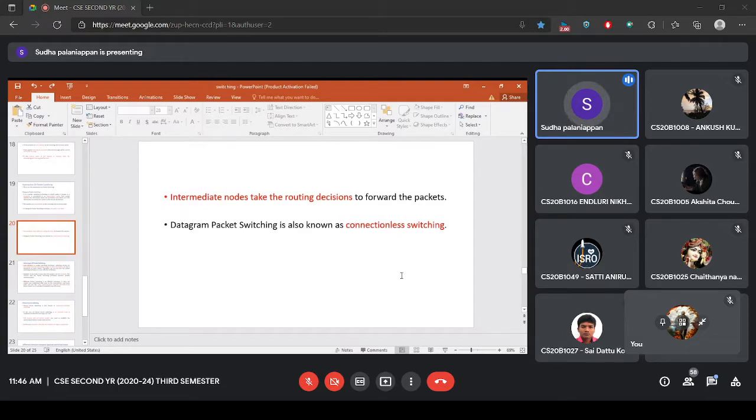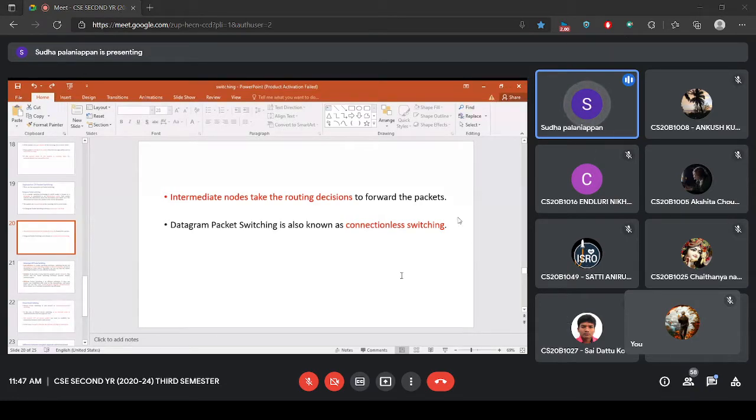Why is it called connectionless packet switching? Since the packet switch does not keep information about the connection state. In datagram packet switching, the path is not fixed, and it does not maintain the connection state. That's why it's called connectionless, right? So routing decisions are taken by the intermediate nodes in order to forward the packet, right?